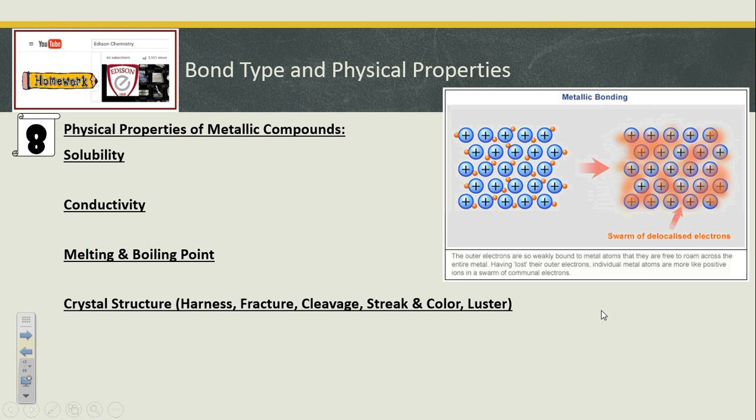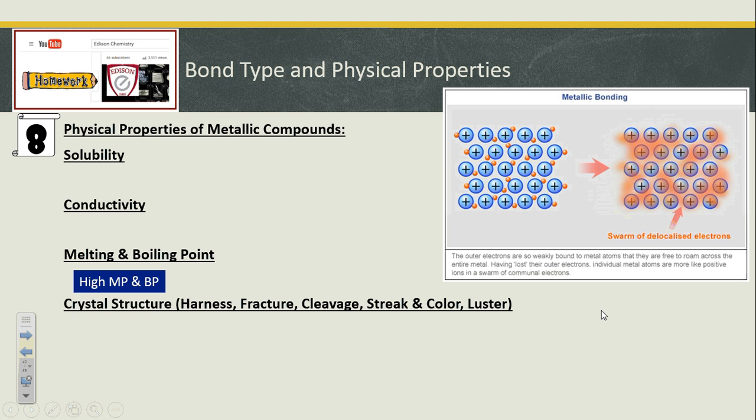The last class of compounds is the metallic compounds. These are really more like alloys, should be the word used here to describe a metallic compound. Solubility-wise, they don't dissolve in water. Metals don't dissolve in water, period. Conductivity. Metals do conduct electricity and heat as solids, and as liquids, and as gases. So metals conduct electricity, period. End of story.